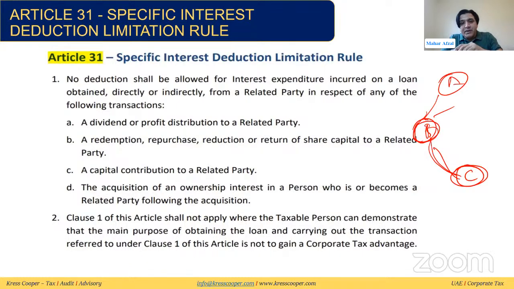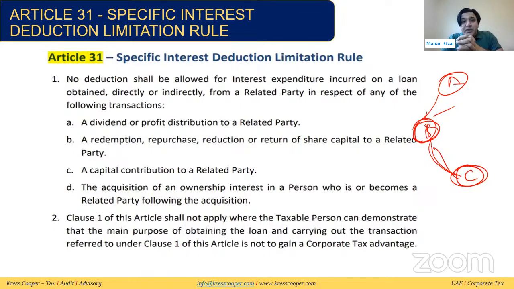Redemption, repurchase, reduction are not income, so they will not be subject to tax. Capital contribution is not subject to corporate tax. Acquisition is not subject to corporate tax. In the frequently asked questions, they use the term exempt income. If the loan is taken from the related party to finance exempt income, then the interest on this loan will not be allowable.